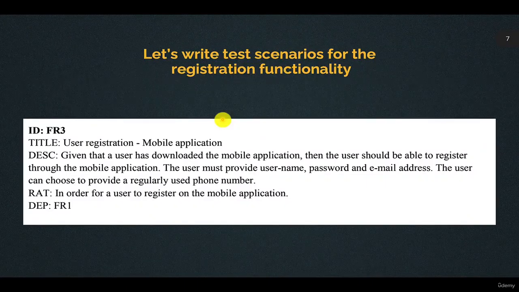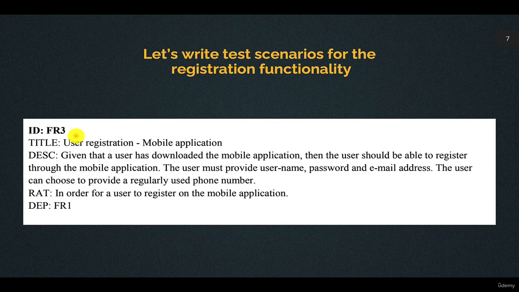So let's now begin writing our test scenarios. We will begin with the registration functionality. Here, like we see in this picture, we have a part of an SRS document. First we have the ID of the requirement. This is FR3, which is functional requirement 3.